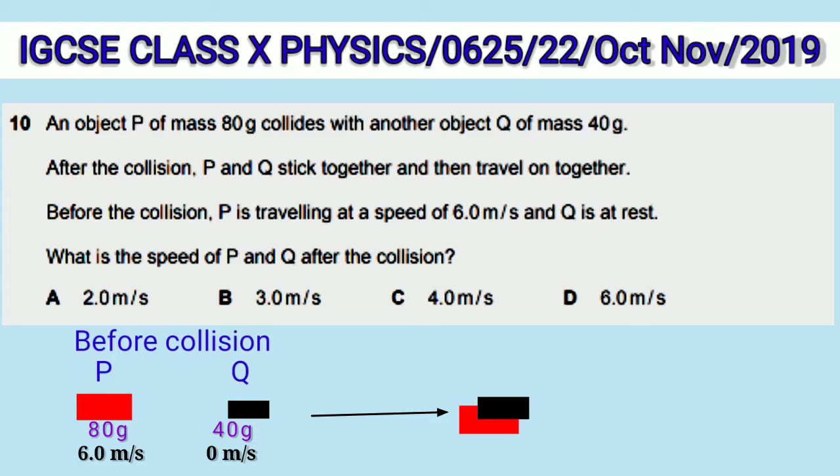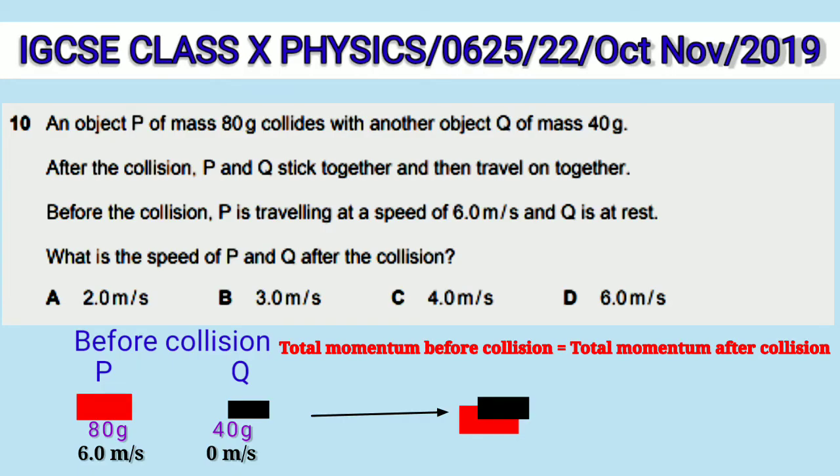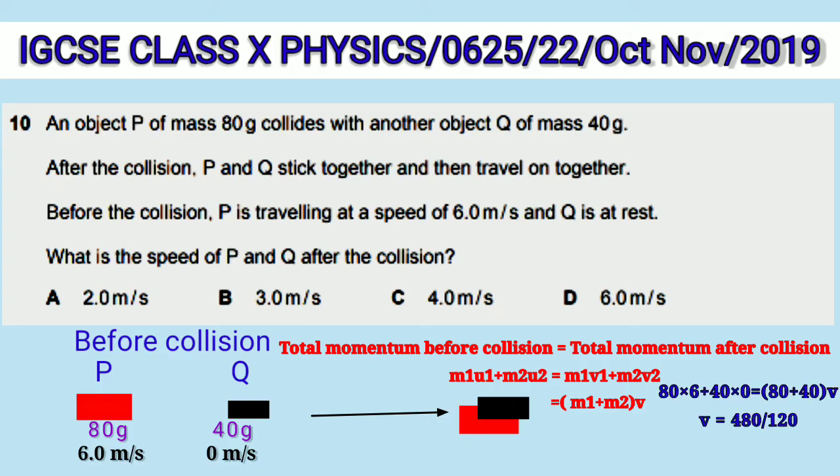We will use law of conservation of momentum. Total momentum before collision is equal to total momentum after collision, or m1 u1 plus m2 u2 is equal to m1 v1 plus m2 v2. But here after collision both objects are moving together, so their velocity we will take common, v. So we have 80 into 6 plus 40 into 0 is equal to 80 plus 40 into v. That gives us the value of final velocity after collision, 4 meter per second. So correct answer is C, 4 meter per second.